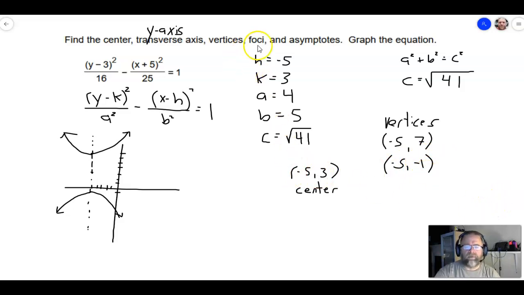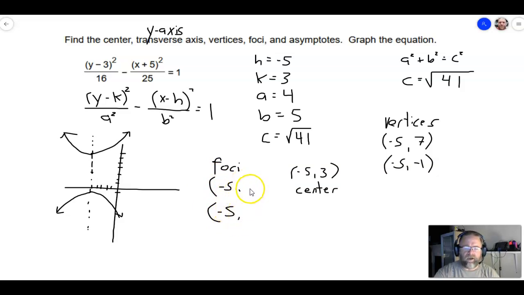All right, now our foci, we're going to do the same thing, going from the center, except we're going to be using the square root of 41 instead of the 4. So the c is what we use to find our foci. So the foci, excuse me for being all over the place, we're going to do the same thing. They're both going to lie along that vertical line that goes through x equals -5.